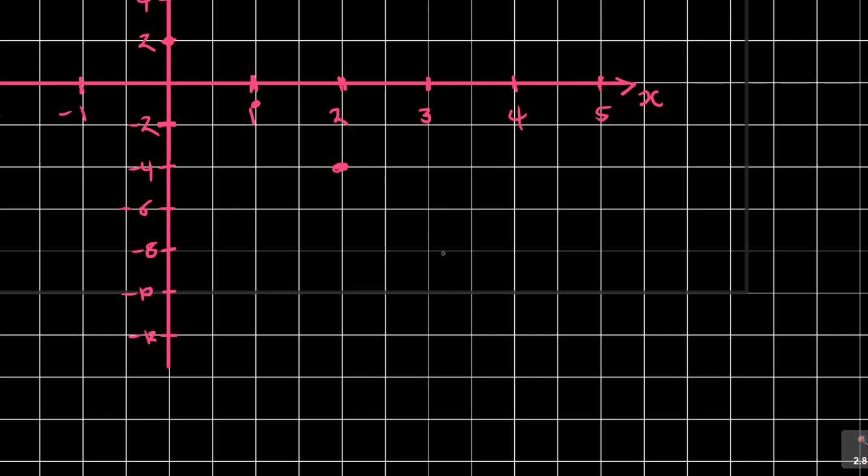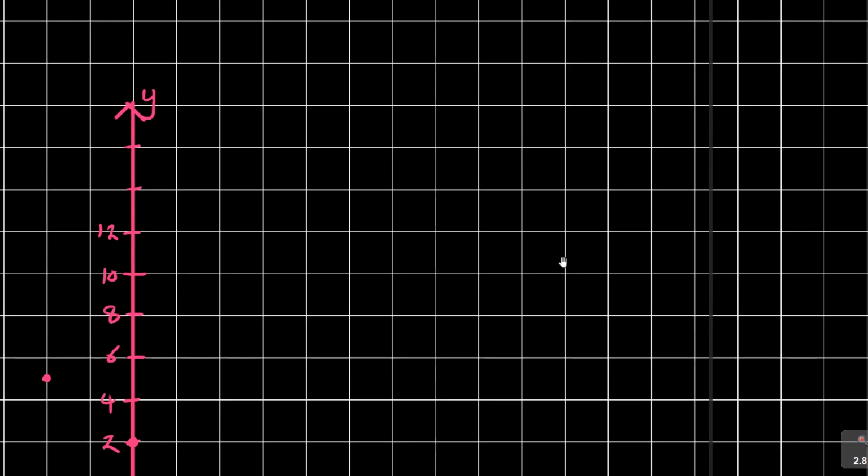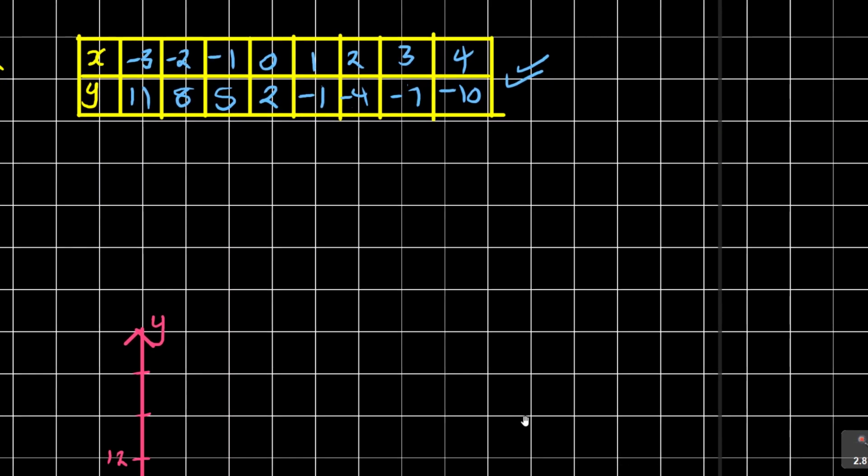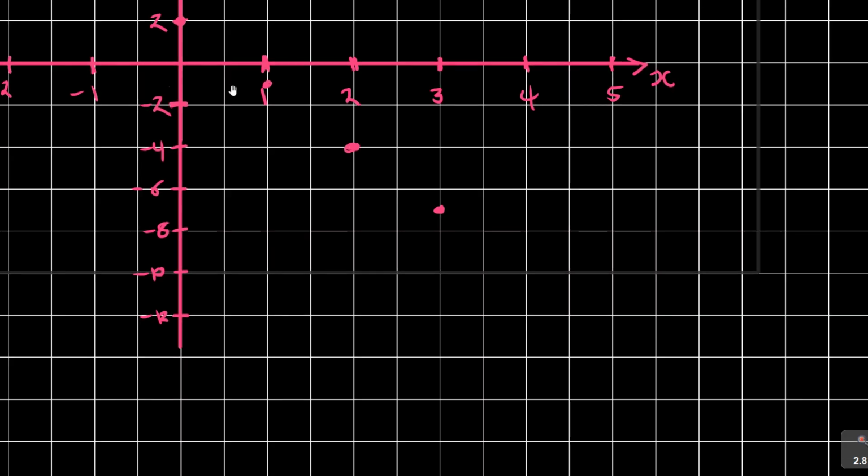So in essence, you're going to mark a point there. And then what do you have? You have 4 and minus 10. 4 there and minus 10 there. It will meet exactly there. Guys, this is what you have.